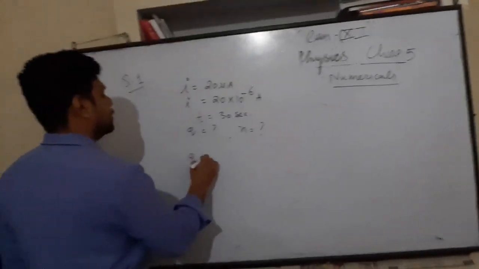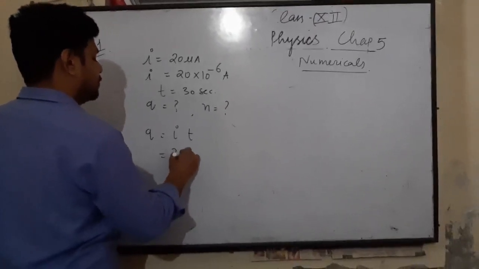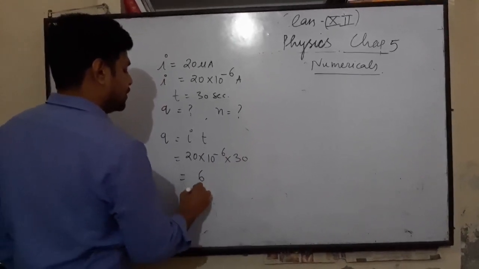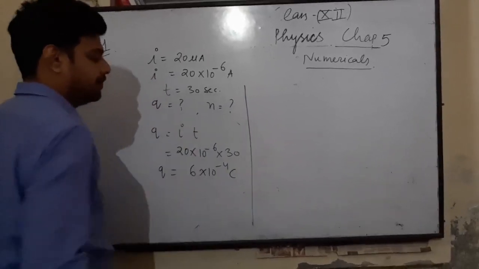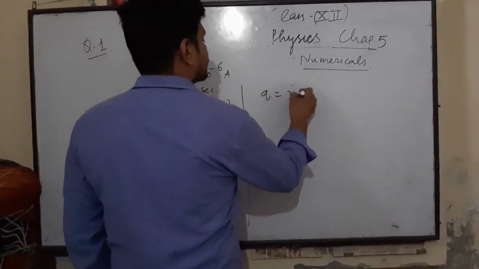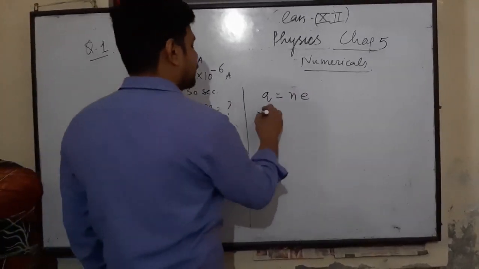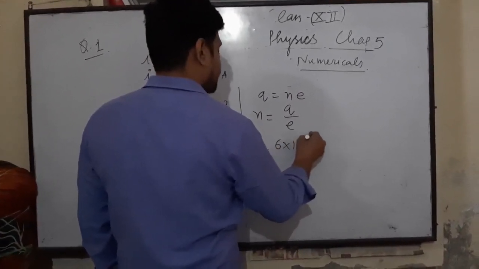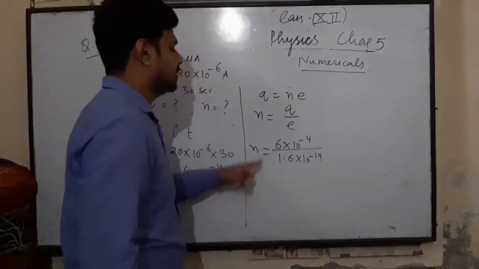So we know Q is equal to IT. So I is equal to 20 into 10 to the power minus 6 and T is 30. So it is 6 into 10 to the power minus 4 coulomb. Now to calculate the number of charge particles or number of free electrons, we will use the formula Q is equal to Ne. N is equal to Q over E. Q is 6 into 10 to the power minus 4 and E is 1.6 into 10 to the power minus 19. This is the number of free electrons.